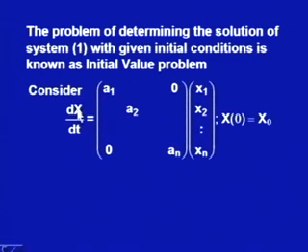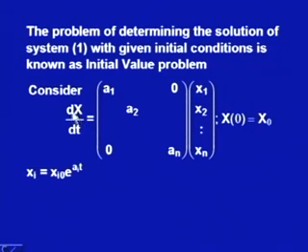So, let us consider dx by dt equal to an n by n diagonal matrix with entries a1, a2, an multiplied by the column vector x1, x2, xn, which is nothing but x, together with the initial condition x(0) equal to x0. This constitutes an eigenvalue problem, but it is a special case in the sense that the matrix A happens to be a diagonal matrix. That means only diagonal entries are non-zero, rest of the entries are zeros. I am considering this because it is easy to solve. So, let us solve this system.